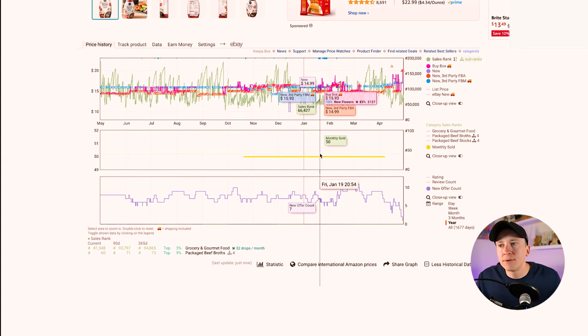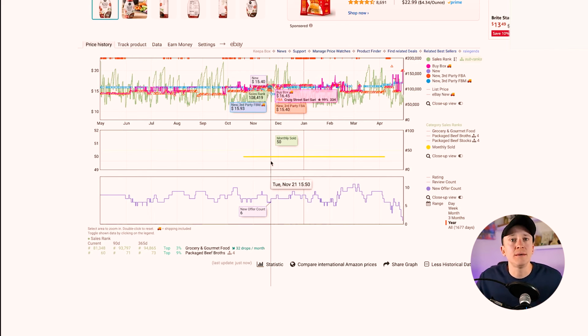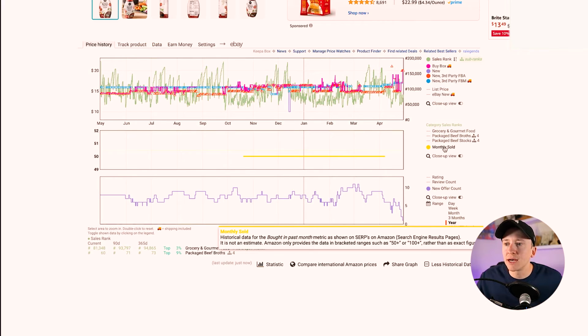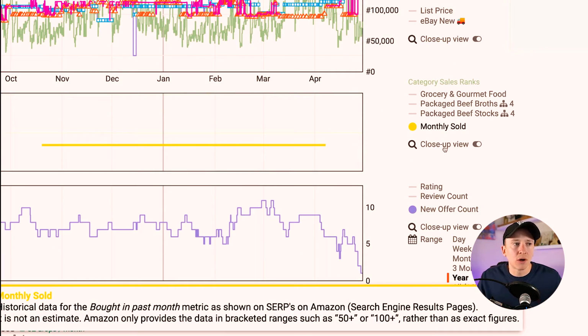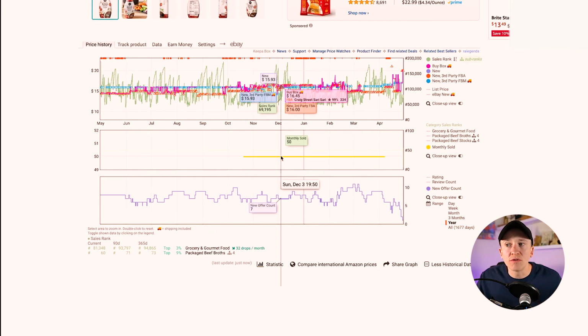The last thing on a Keepa graph here that is newer to Keepa's software suite is tracking the monthly sold amount. Now this is actually coming from Amazon directly. It's the historical data for the bought in the past month metric as shown on Amazon's search engine's results page. This is just saying, hey, if it's over 50, 50 plus, Amazon's showing that. If it's 100 plus, Amazon is showing that. There's different ranges. I've done a full video on what this actually means and how you can use it.